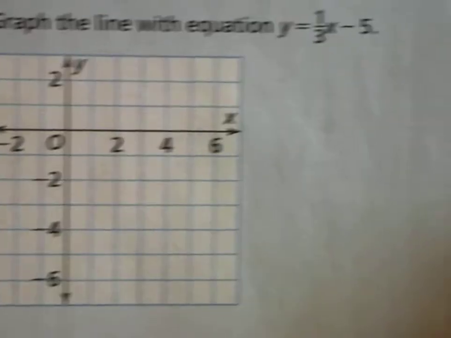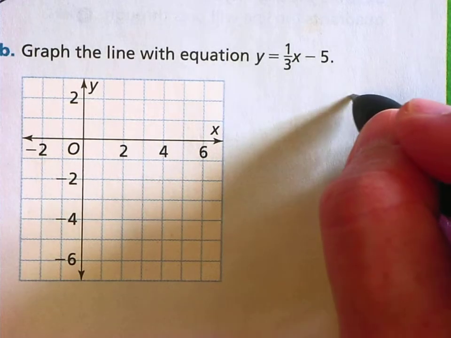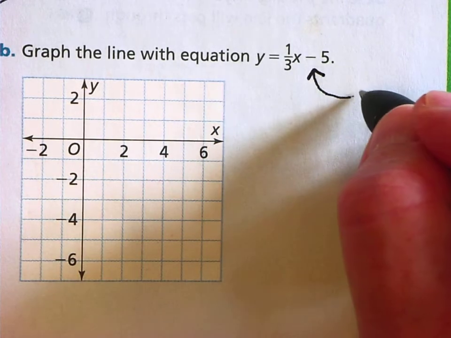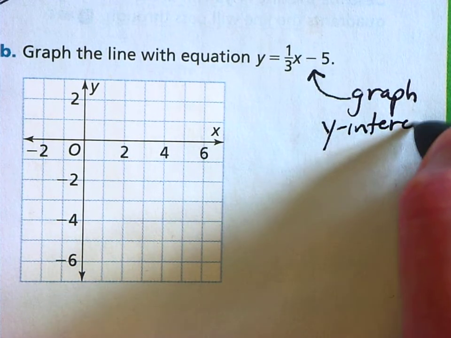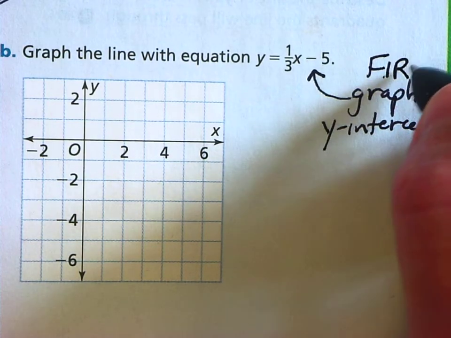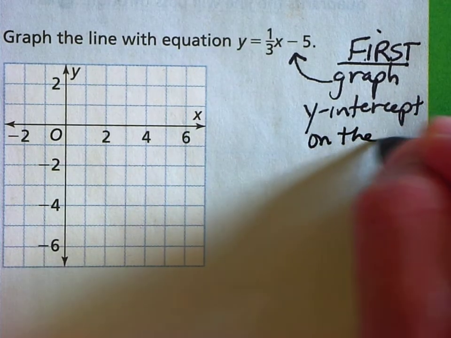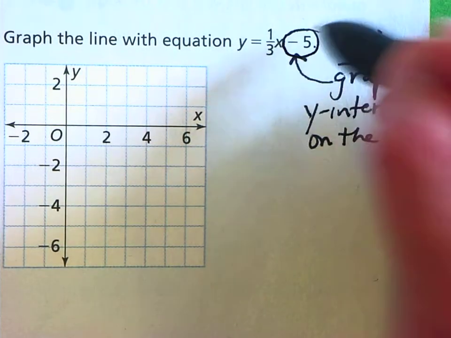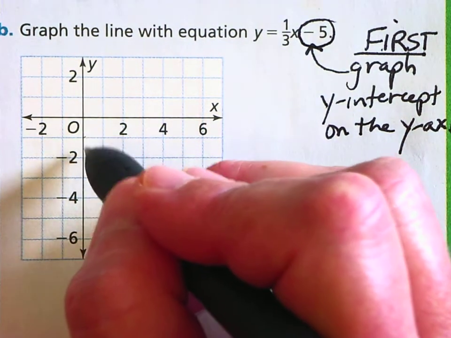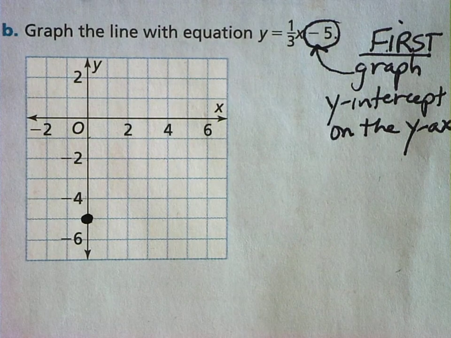Okay, so now I'm going to show you how to graph a line that is already written in slope-intercept form. The way you graph a line in slope-intercept form is you always graph the y-intercept first. So I'm going to write first in big capital letters: graph the y-intercept on the y-axis. Our y-intercept is negative 5. So I need to come over here to negative 5: negative 1, negative 2, negative 3, negative 4, negative 5. And I plot a point on the y-intercept right on the y-axis.